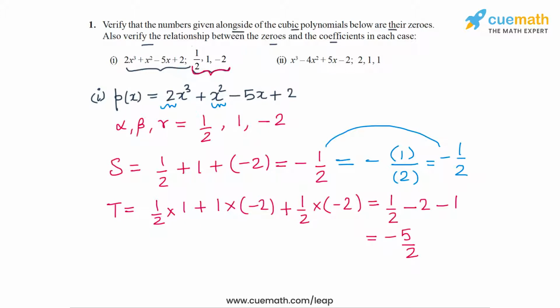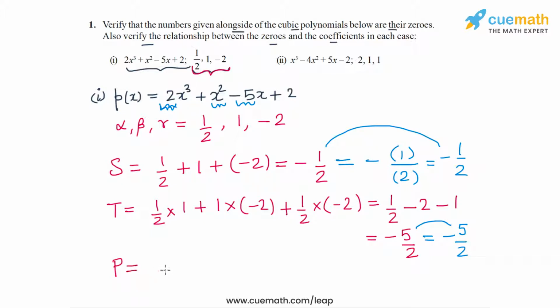And from the coefficients, this should be equal to the coefficient of x, which is minus 5, by the coefficient of x cube, which is 2. So from the coefficients, this should be equal to minus 5 over 2. So both of these match again, which means that the sum of zeros taken 2 at a time, that relationship also holds true. Finally, let's calculate the product of the zeros.